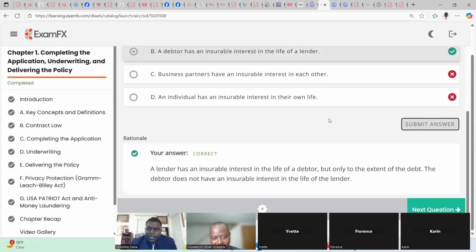And that's correct. You want to read the explanation below? Lender has an insurable interest in the life of a debtor, but only to the extent of the debt. The debtor does not have an insurable interest in the life of the lender.